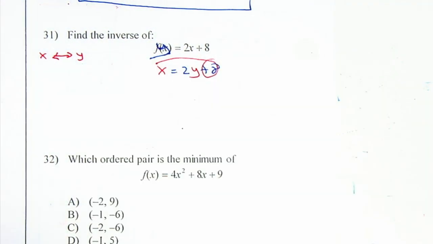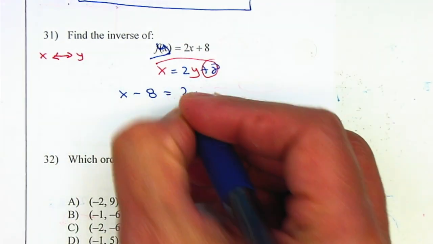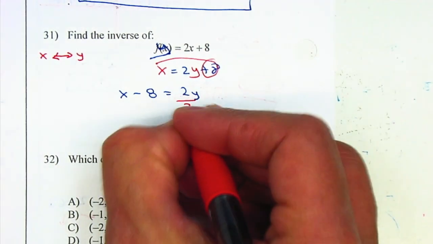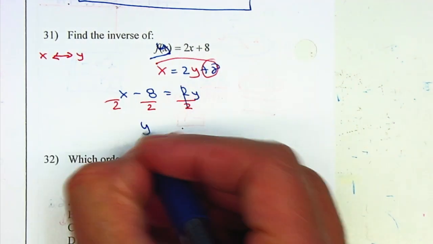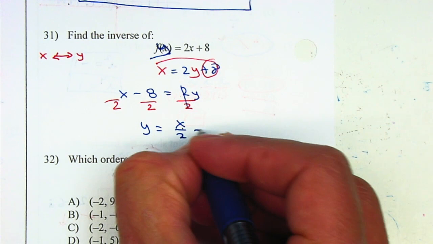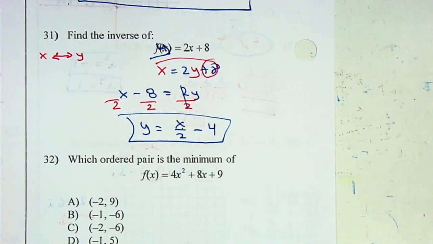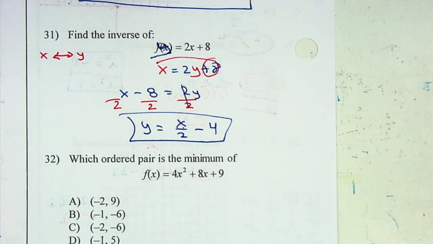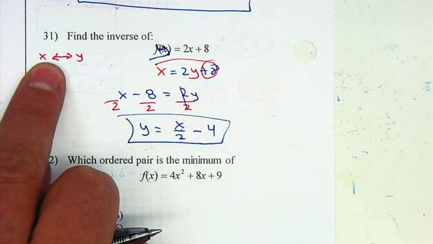Move the 8 to the left, it becomes a negative. That is x minus 8 is equal to 2y. I need to leave the y by itself, so I'm going to divide by 2, divide by 2, divide by 2. Y is equal to x over 2 minus 4. And that's the inverse of 2x plus 8: it will be x over 2 minus 4. Remember, for inverse, you just switch the x and the y.